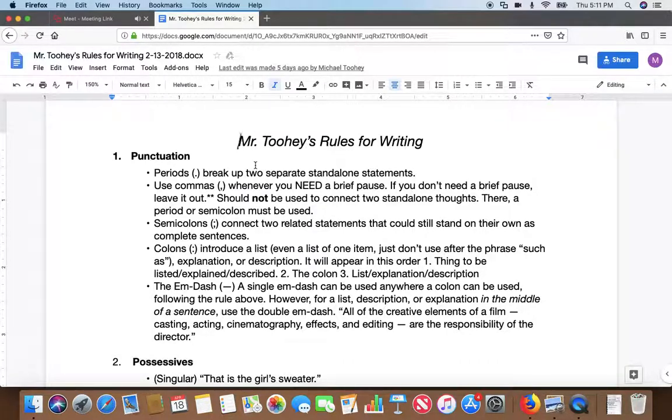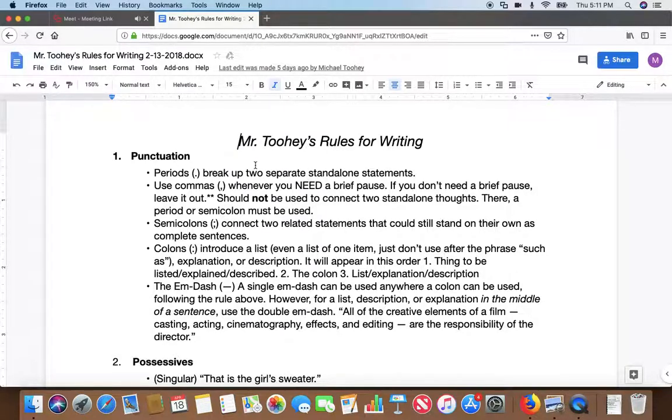The semicolon, as referenced previously, is used to connect two related statements that can stand on their own as complete sentences. If you're testing proper use of the semicolon, all you have to focus on, don't worry about whether they're related or not. I assume that they are if they're throwing a semicolon in there. The only thing they're going to test you on is whether or not you have two standalone statements, two complete thoughts connected by a semicolon. That's all you have to worry about. And if there are two related statements that can stand on their own as complete thoughts, then yes, you can use a semicolon there.